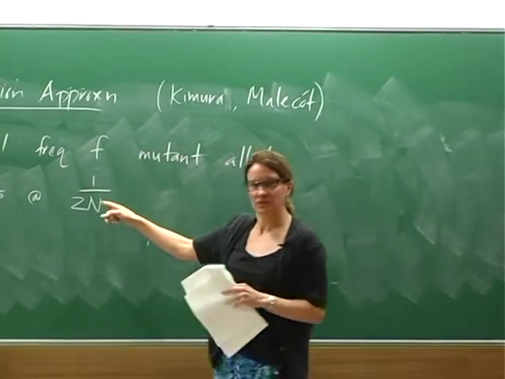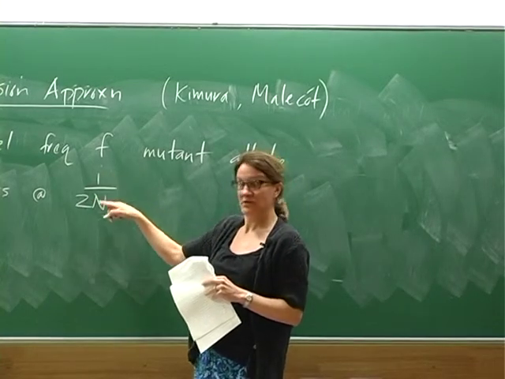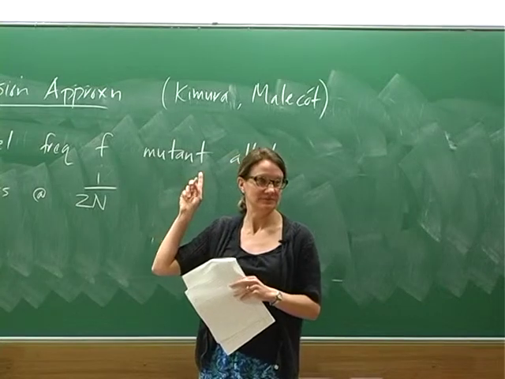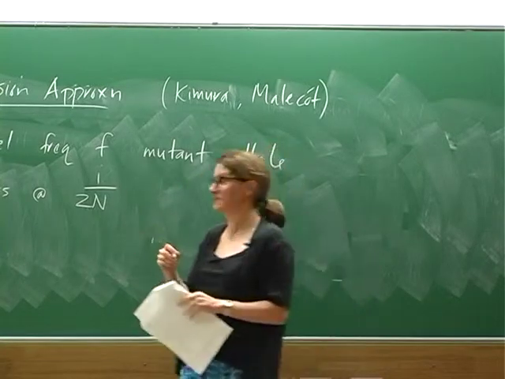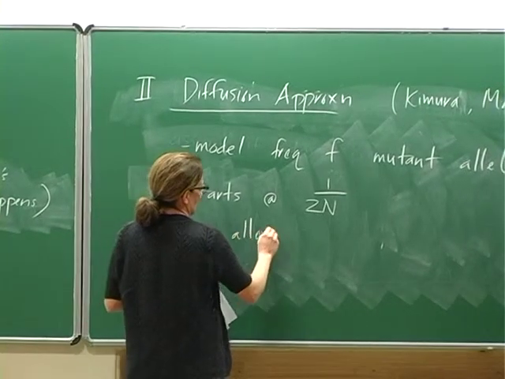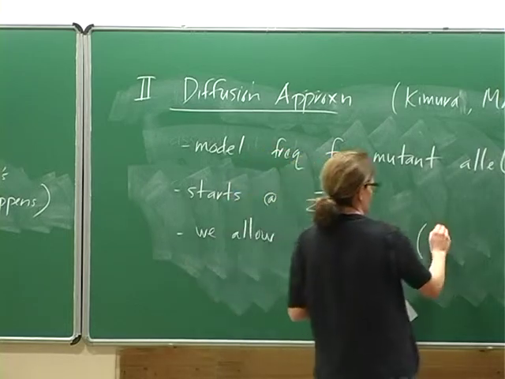But actually, even though it could really only be 2 on 2n, 3 on 2n, 4 on 2n, we're going to let f be any real number. Okay, so we do this continuous approximation. We allow f to be a member of the reals. Is that okay? Any real number.